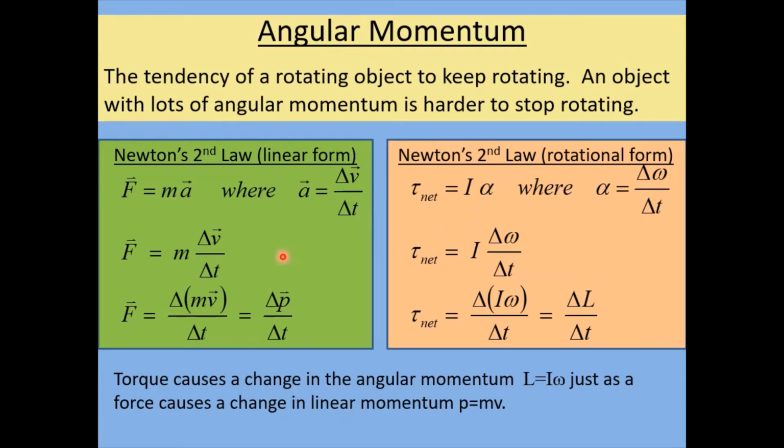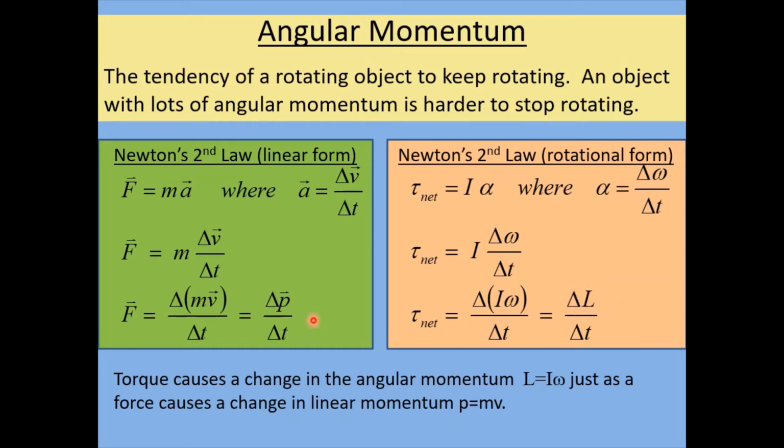So proceeding as we did over here, we now have net torque is equal to I times delta omega over delta t. And now we're gonna do the same trick. We're gonna take this I and bring it up into the numerator and group it with omega. So net torque is the change in I omega over the time, delta t. So this product, I times omega, is called angular momentum, and we give it the letter L for angular momentum.